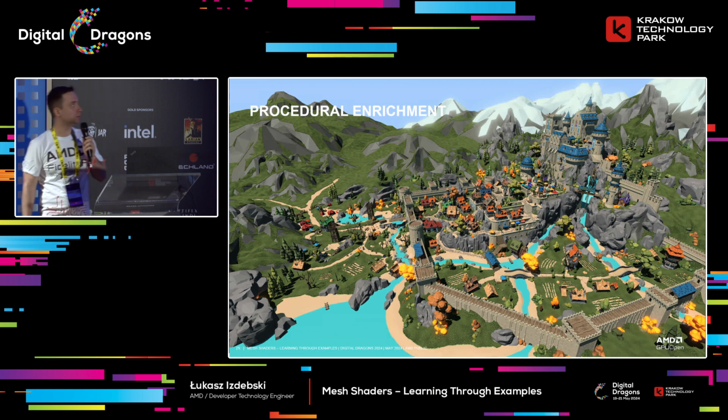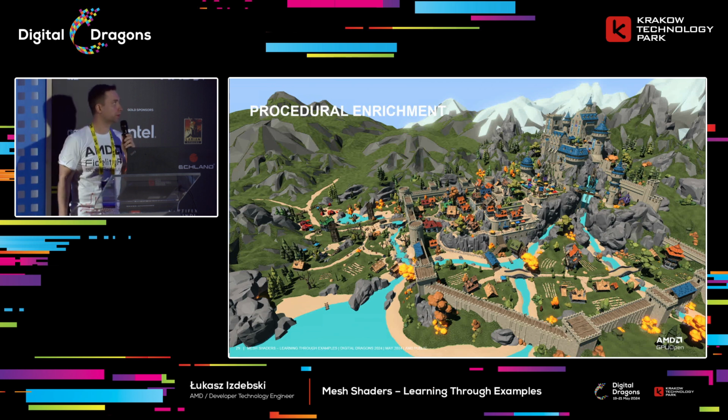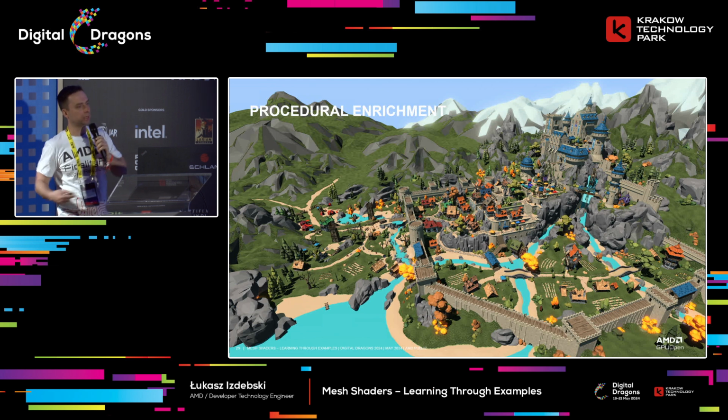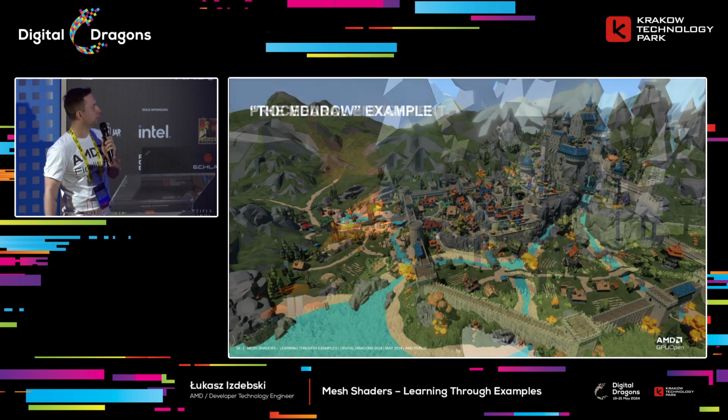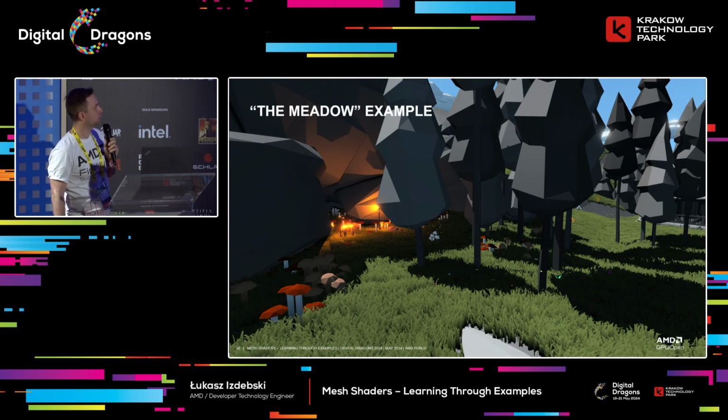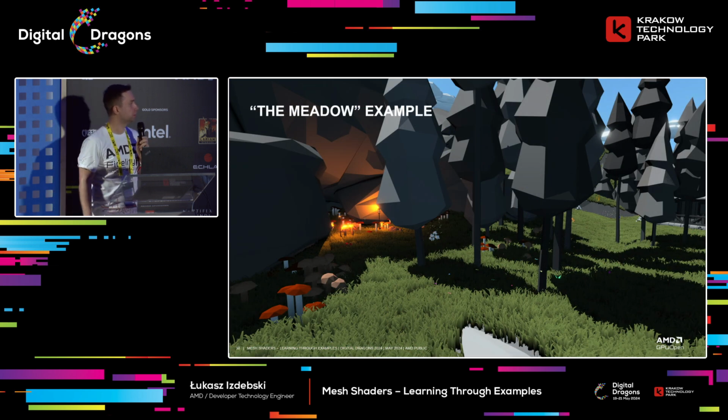And at the demo, not all those things were rendered using work graphs and mesh shaders, but we enhanced the visibility quality of this demo. And let me demonstrate it on three areas. First, I want to talk about the Meadow example.